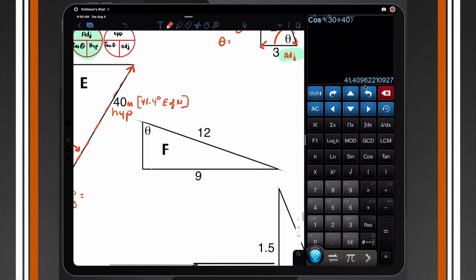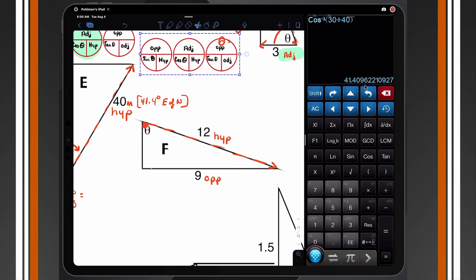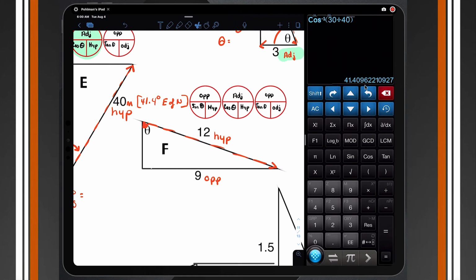We'll do letter F. Letter F, we have our angle here. So this is the resultant. The 9 would be the opposite side. The 12 would be the hypotenuse. So which formula has all of those pieces to the puzzle? We have opposite, hypotenuse. Sine is the one we're needing to use. So we have sine theta equals, opposite is 9 divided by 12.